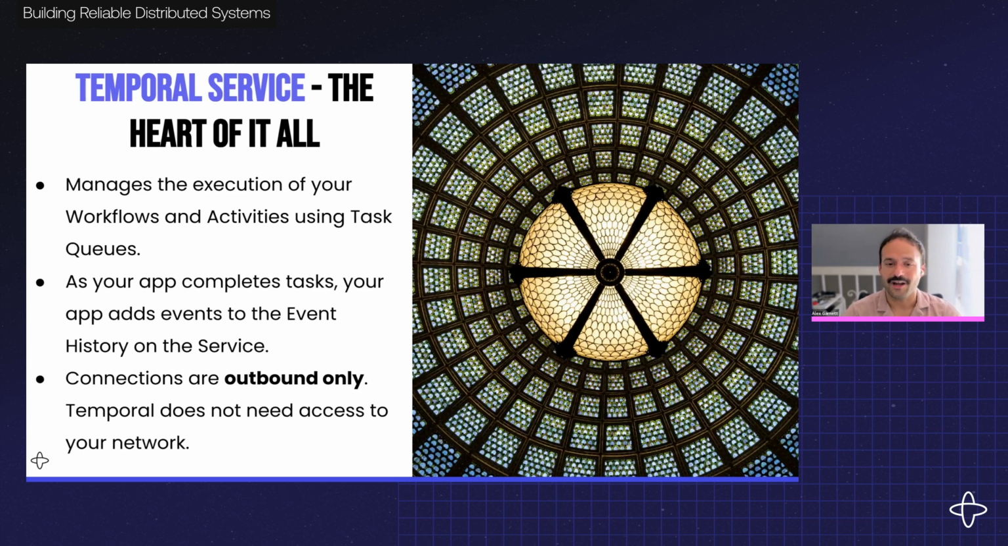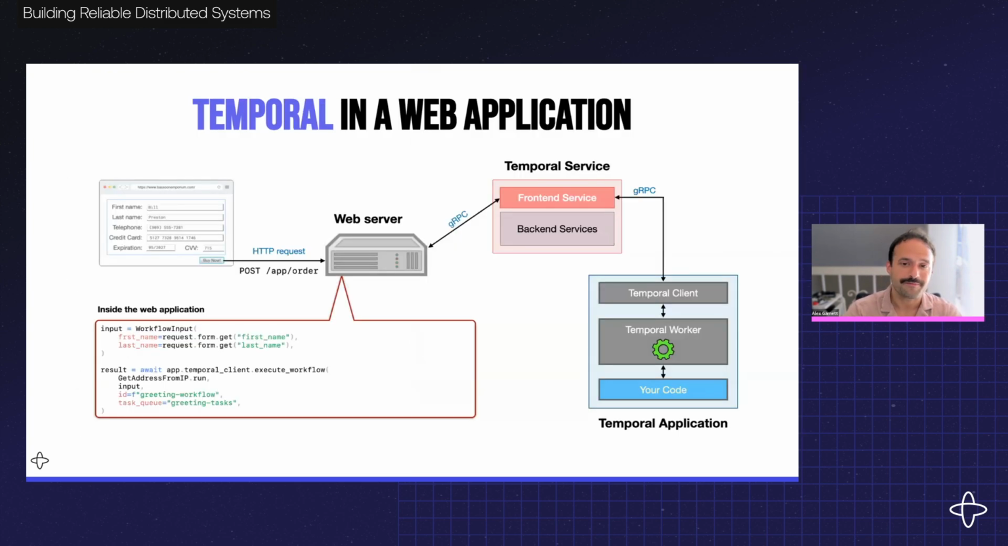And this is neat. Temporal service connections are outbound only because of how workers poll, and Temporal does not need access to your network. So we are very friendly to these kinds of zero trust environments, these deployments where we have to be very hands off. That was an architecture goal for us from the very start. And so Temporal fits very well into a bunch of deployments that would otherwise impose really significant privacy requirements.